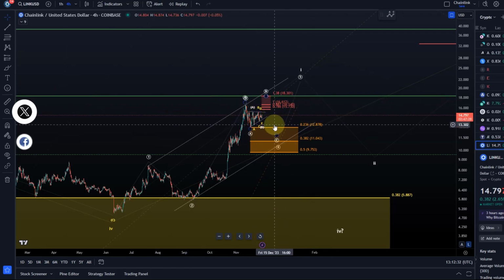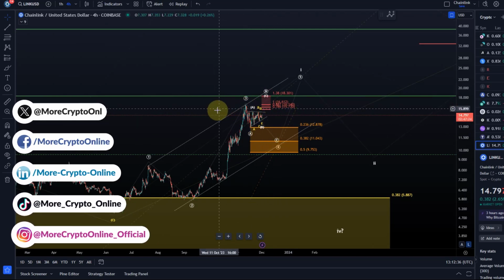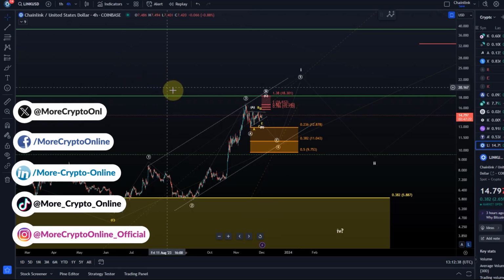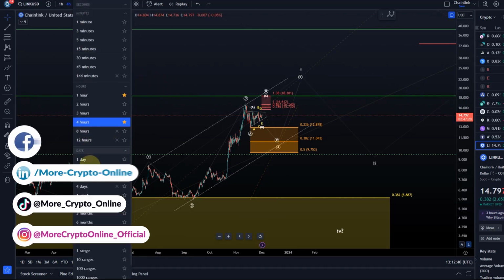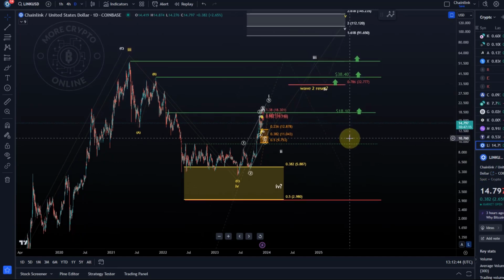LINK continues to be in the sideways correction. We're going to take a look at the microstructure in a minute. Maybe we should zoom out to the daily time frame just to get a better understanding of where we are.